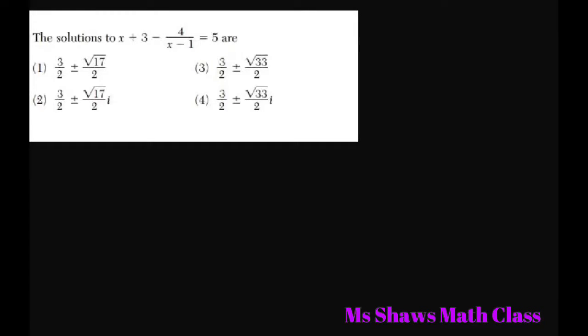Hi everyone, we're going to find the solutions to x plus 3 minus 4 divided by x minus 1 equals 5. And the first thing we're going to do is clean this up a little bit. I'm going to move these two terms to the right side of the equation. So I'm going to subtract x, so subtract 3 from both sides.